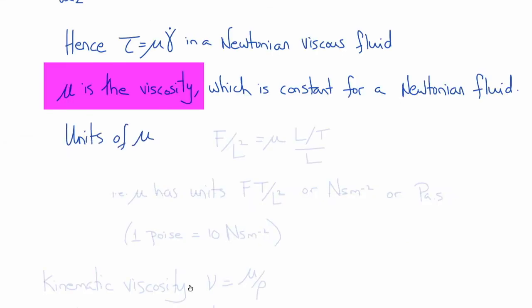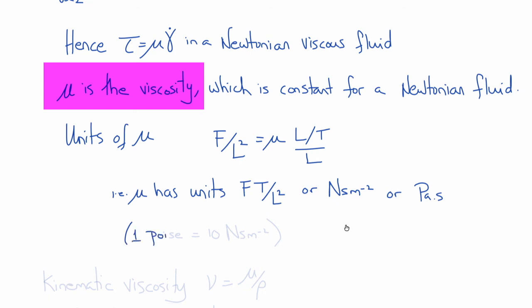Let's consider the units of mu. So the units of the shear stress are units of force over area, so force over length squared, and the units of shear rate are length over time over length, so 1 over time, which means that mu must have units of force times time over length squared, or Newton seconds per meter squared, or Pascal seconds. In some texts that use CGS units instead of SI units, you'll see the term poise, and 1 poise is 0.1 Pascal seconds or 0.1 Newton seconds per meter squared.